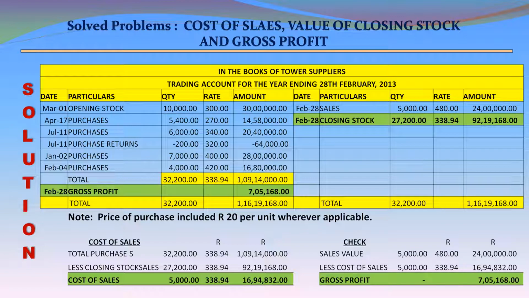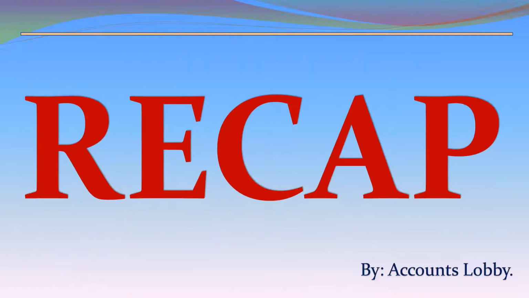Check for the gross profit. Sales value 5,000 units at 480, 2,400,000, less cost of sales for 5,000 units at the rate of 338.94, 1,694,832. Gross profit 705,168. Recap.